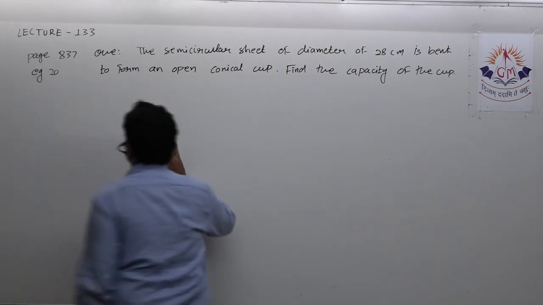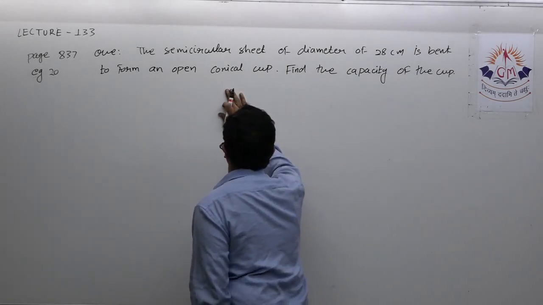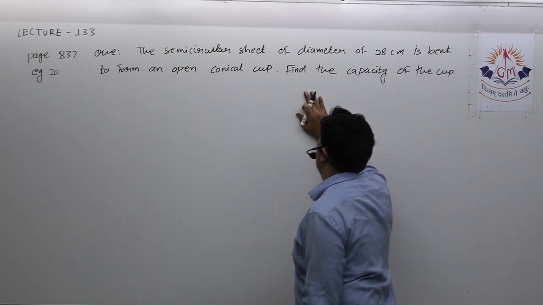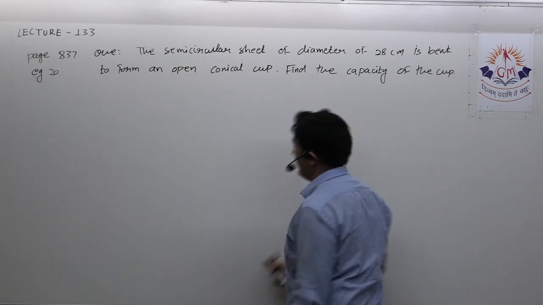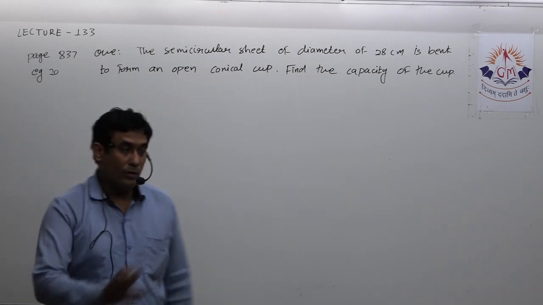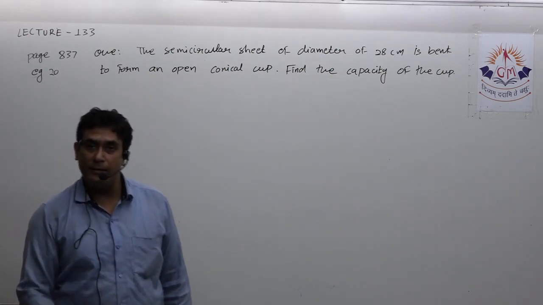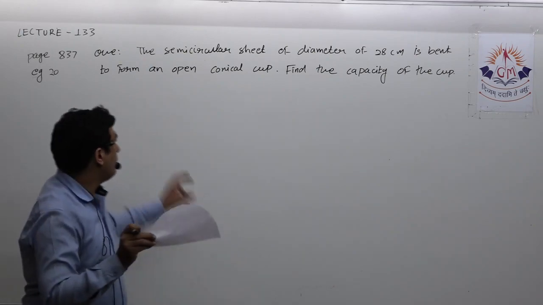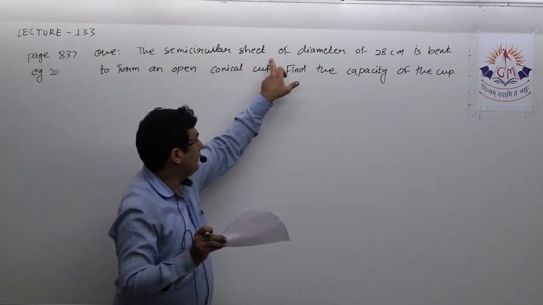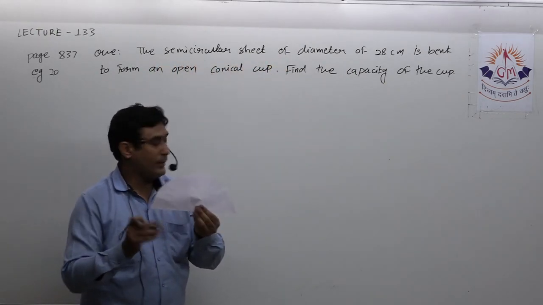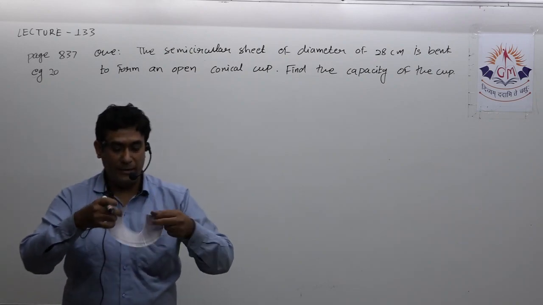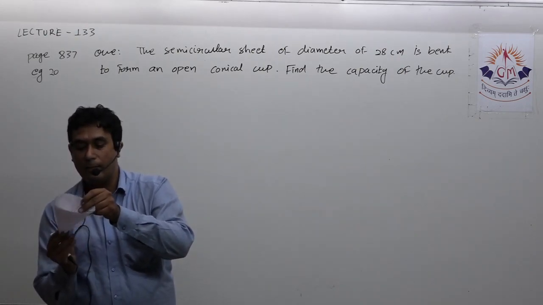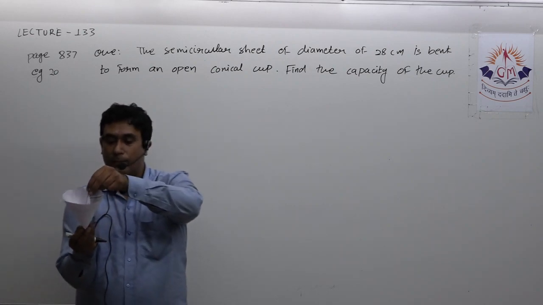Okay, so there is a semicircular sheet of diameter 28 centimeter. Now it is bent to form an open conical cup. We have to find the capacity of the cup. Now to find the capacity of the conical cup, we need its radius and height. So this is a semicircular sheet. Now, according to the question, when the semicircular sheet whose diameter is 28 centimeter is bent in this way, you will get a conical cup. Okay, you can see you will get a conical cup in this way.